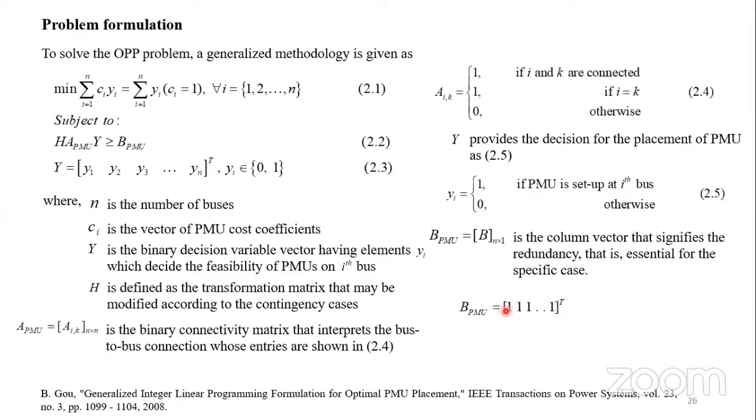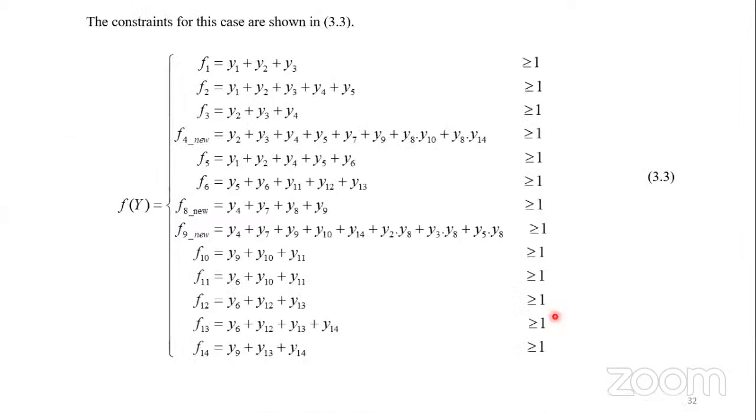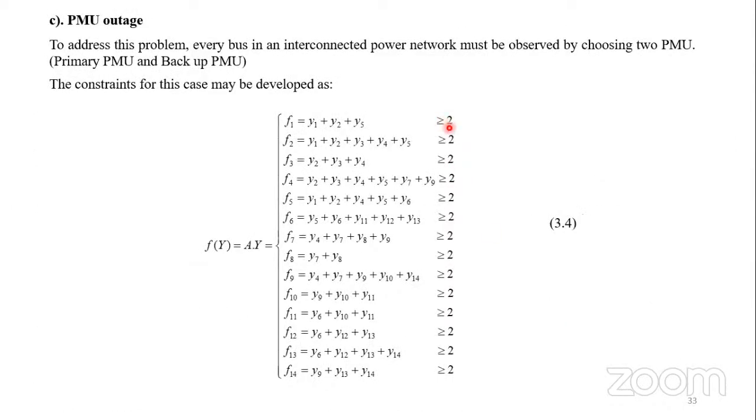If we are talking about the 14 bus system, it is a 1 into 14 matrix, that is a vector. Similarly, if we are writing 2, it means we are talking about the PMU outage, where if one primary PMU fails, then the backup PMU will come into the picture. This is represented by a 2 here. So this B matrix will become 2. In the normal case we have taken one unity vector, but here we are considering 2 in case of PMU outage.